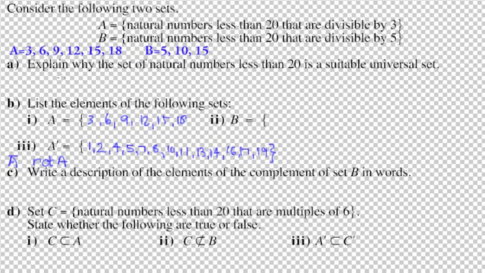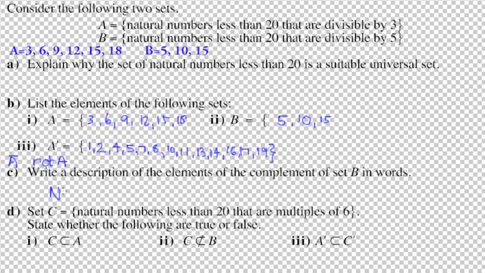I'll tell you at the end. There's a set, if they want set B, we know that one's just 5, 10, 15. Write a description of the elements of the complement of set B in words. The complement, or the negation of set B, would be natural numbers less than 20 that are not divisible by 5.